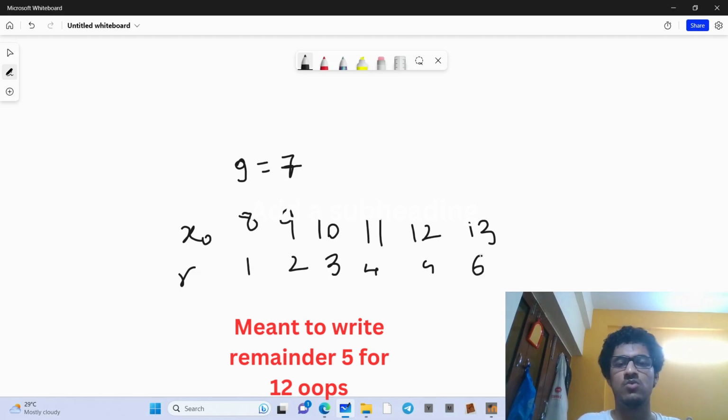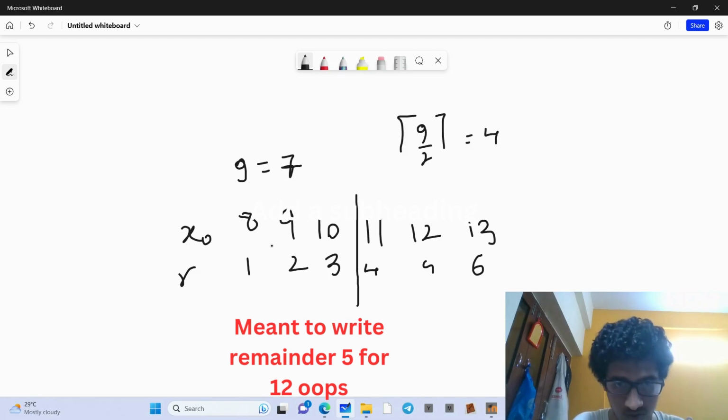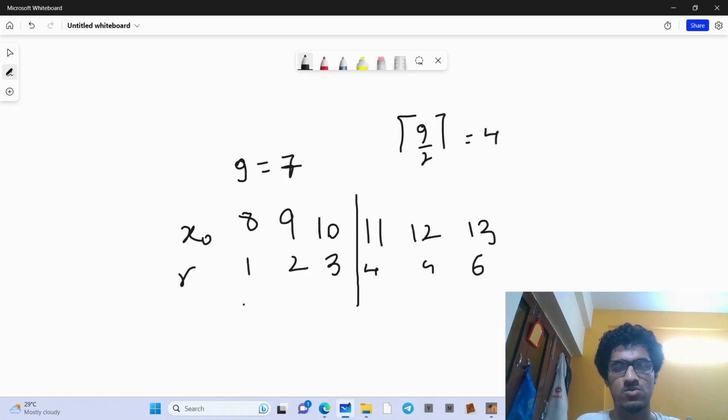Now the way this rounding procedure works is that we take ceiling of g by 2, which in this case is 4. So for all those numbers whose remainder when divided by g is less than 4, the first three numbers, these are rounded to x minus r, so 7 for all of these. And the ones whose remainder is greater than or equal to 4, these are rounded to x minus r plus g, so 14 for all of these.